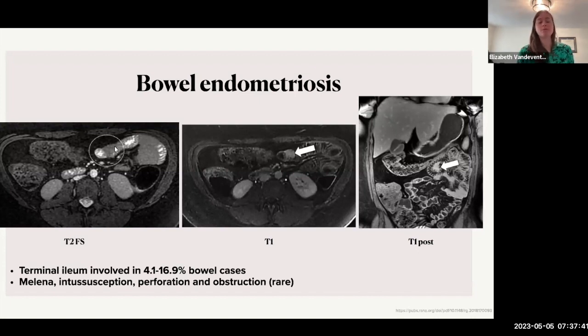These patients can present with melena, particularly if it involves the mucosa. They can present with intussusception, as this can act as a lead point. Less commonly, they would have perforation or obstruction.